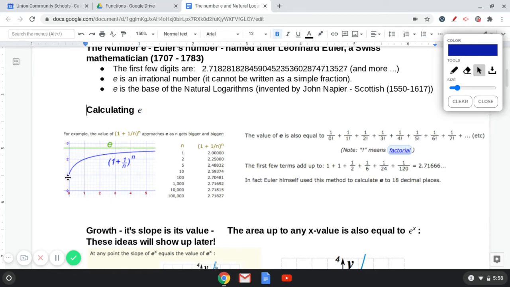So this is the function 1 plus 1 over x to the x. As this goes forward, it approaches this asymptote of e. And these are so cool. These are one of my favorite things about mathematics. We'll discuss sequences and series in this class.